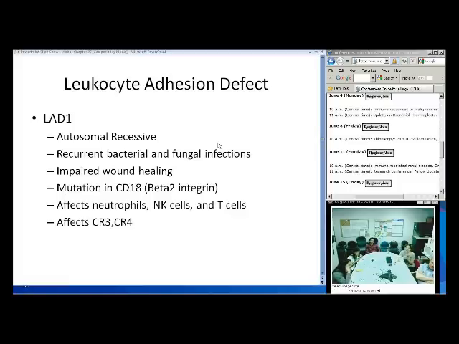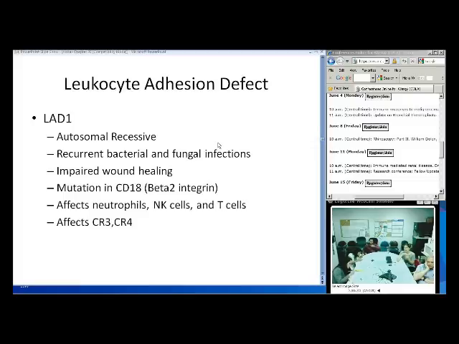Okay, next, innate defect, leukocyte adhesion defect. So leukocyte adhesion defect is also autosomal recessive, results in recurrent bacterial and fungal infections, impaired wound healing. So these are typically diagnosed very young. These children, this is what we always think of with delayed shedding of the cord. Their white count on CBC is always high, whether they clinically appear to be infected or not. The mutation is in CD18, the beta-2 integrins, which affects neutrophils, NK cells, and T cells.